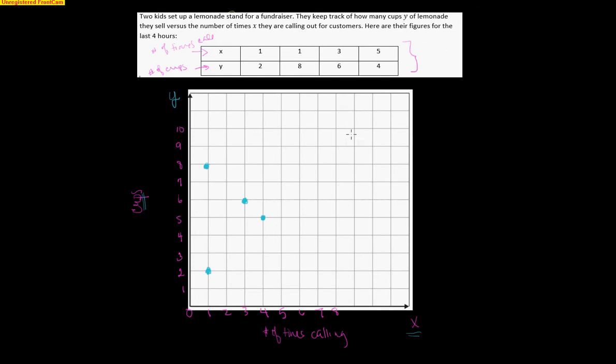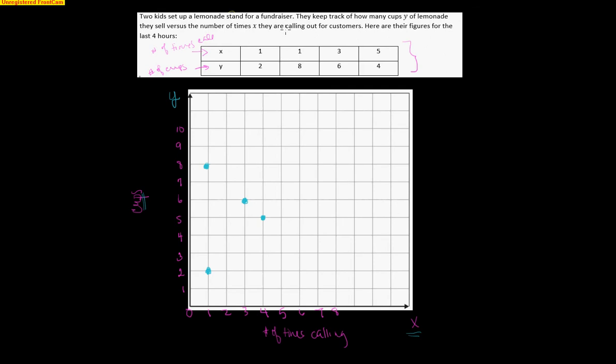The first thing I want to do is plug this data into my calculator. Now, if you have any trouble with that, you can let me know in class, but you're going to want to go to your data. If you click on data, you'll notice your list pop up. In your first list, you're going to type your 4 x values: 1, 1, 3, and 5. And in your second list, you're going to type in your y values: 2, 8, 6, and 4. So they should line up.